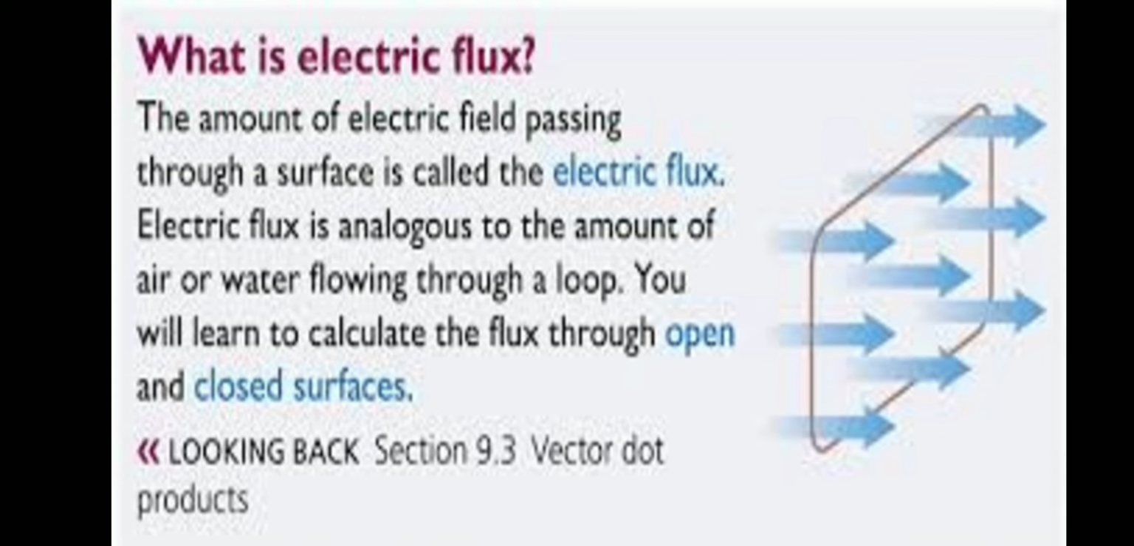Before introducing the term electric flux, look into the figure. You can see that through this rectangular loop, some lines are crossing. Since the term is electric flux, it indicates that electric field lines are crossing through it. So then what is electric flux? It is the amount of electric field passing through a given surface. It is just analogous to the amount of air or water flowing through a loop.